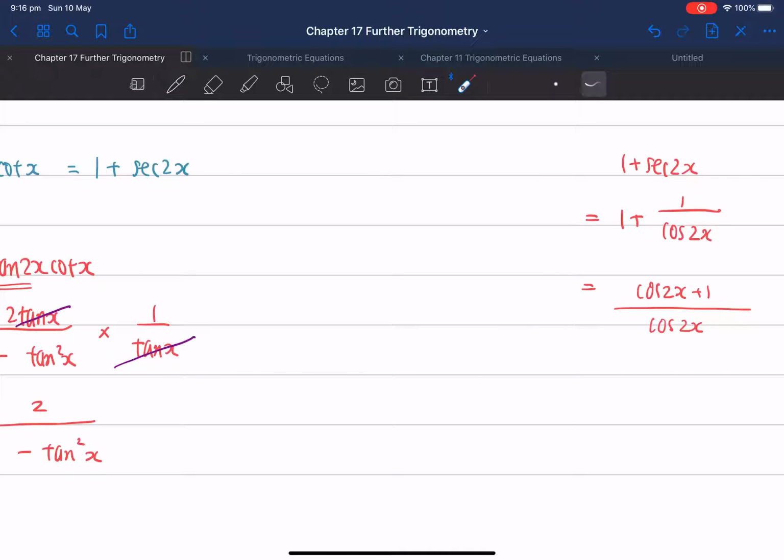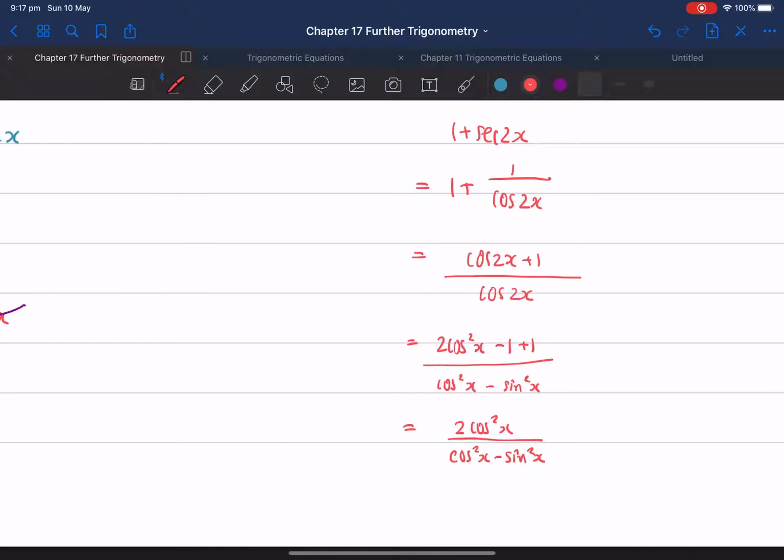All right, so that gives you, it should be cosine, right? So there'll be 2 cosine square x minus 1 plus 1. And the denominator, this time I'm going to use a different double angle formula for cosine. So I'm going to use cosine square x minus sine square x. By doing that, you can see you get 2 cosine square x over cosine square x minus sine square x.